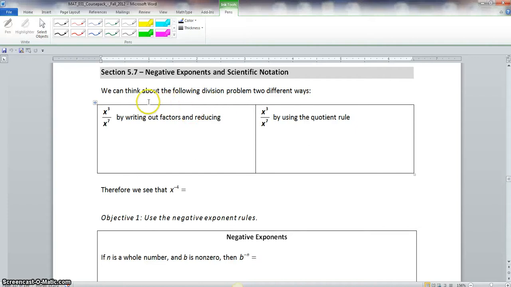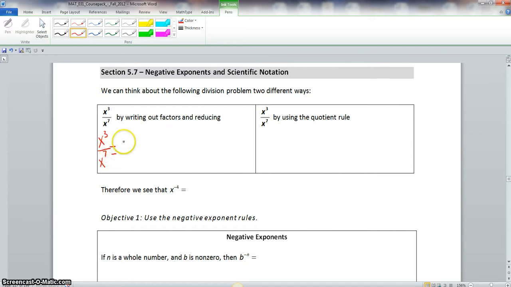Okay, class, we're about to start section 5.7, which is negative exponents and scientific notation. We can think about the following division problem two different ways. We have x to the third power divided by x to the seventh power, and we want to solve this by writing out factors and reducing. So we have x to the third over x to the seventh.